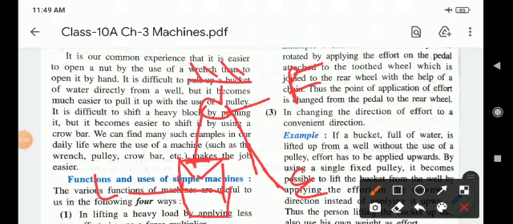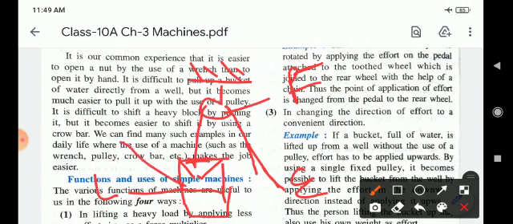Children, third point, in changing the direction of effort to a convenient direction. If a bucket full of water is lifted up from a well without the use of a pulley, effort has to be applied upwards. By using a single fixed pulley, it becomes possible to lift the bucket from the well by applying the effort in the downward direction instead of upward. Thus, the person lifting the bucket may also use his own weight as effort.